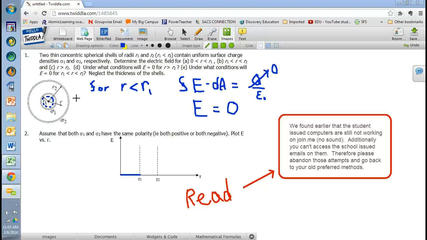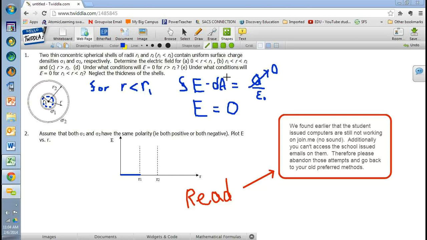For part one, we have two charge densities on these spheres, and we're just looking at all the radii inside of R1. In other words, look at the blue dotted line I drew, which is inside of R1. The question is, what's the net flux through that dotted line?